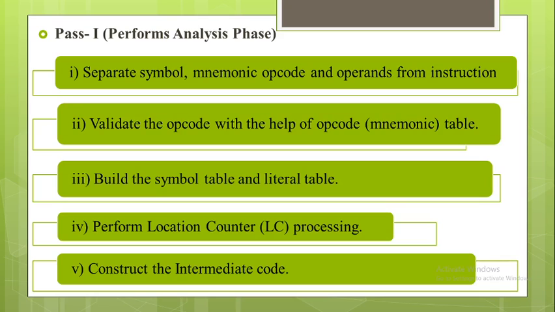So we will see what pass 1 does. It performs the analysis phase. The first step that it performs is to separate the symbol, mnemonic opcode and operands from the instruction. Then it will validate the opcode with the help of the mnemonic table or the opcode table. After this, it will build the symbol table and the literal table. Then it will perform the location counter processing and at the last, it will construct the intermediate code. So these are the tasks performed by pass 1 of 2-pass assembler.